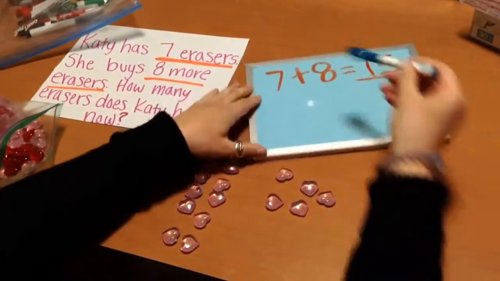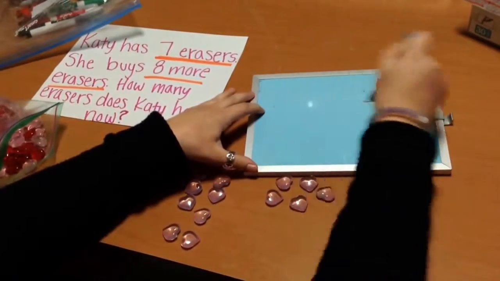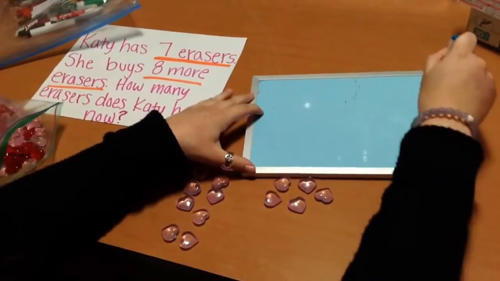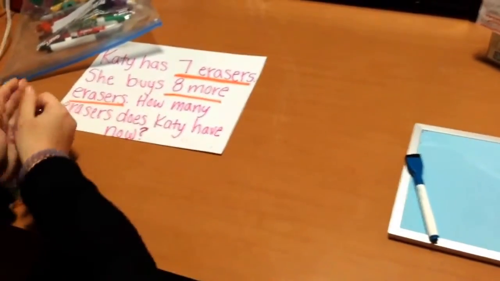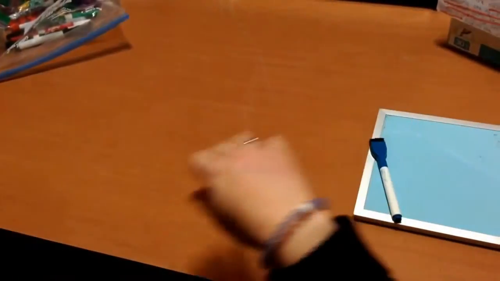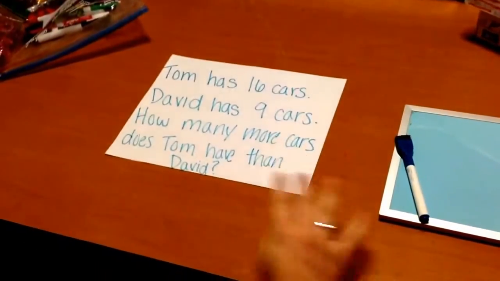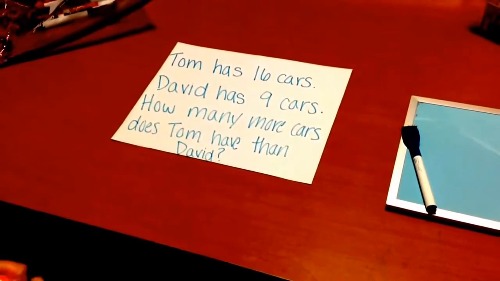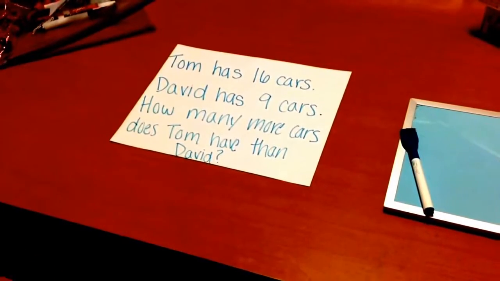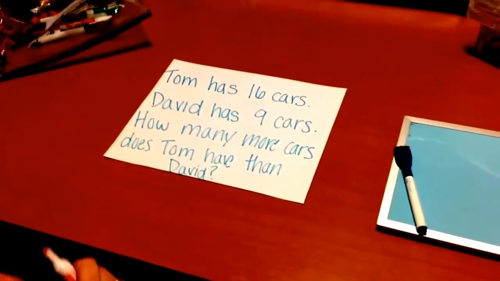So now that we worked with our addition problem, we're going to move on to our subtraction problem. So our subtraction problem for today says that Tom has 16 cars. David has 9 cars. How many more cars does Tom have than David?